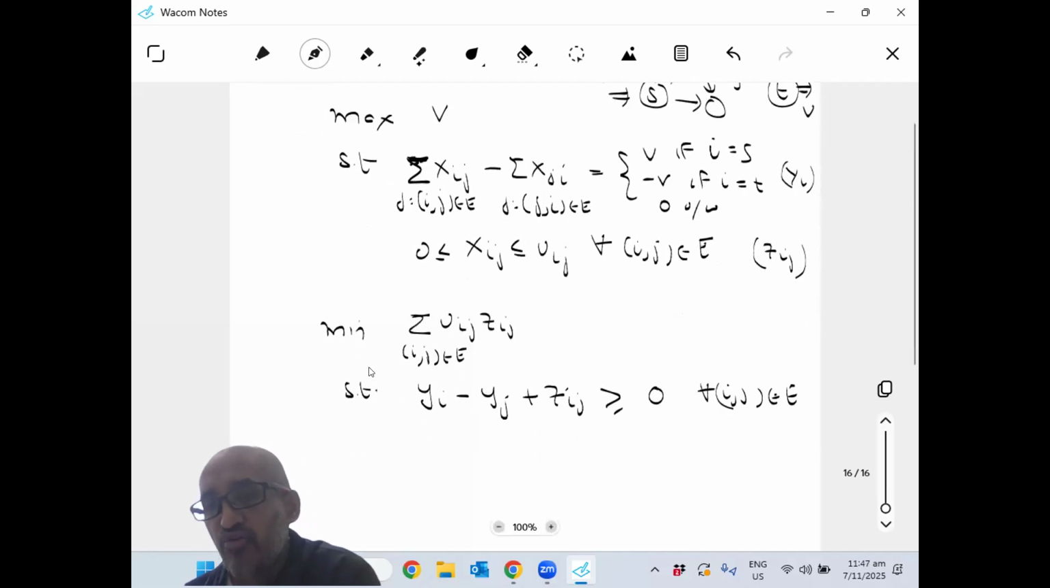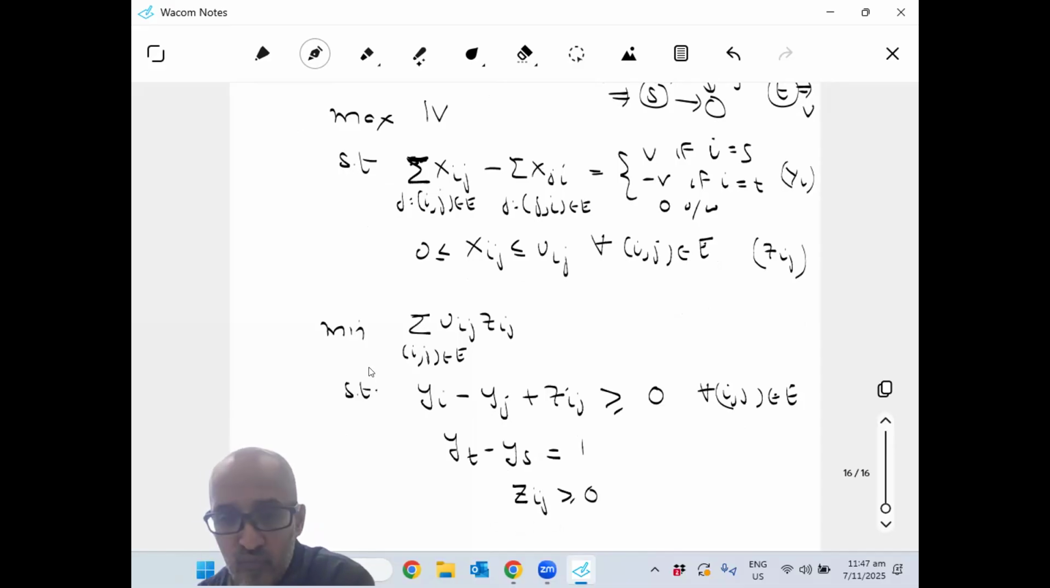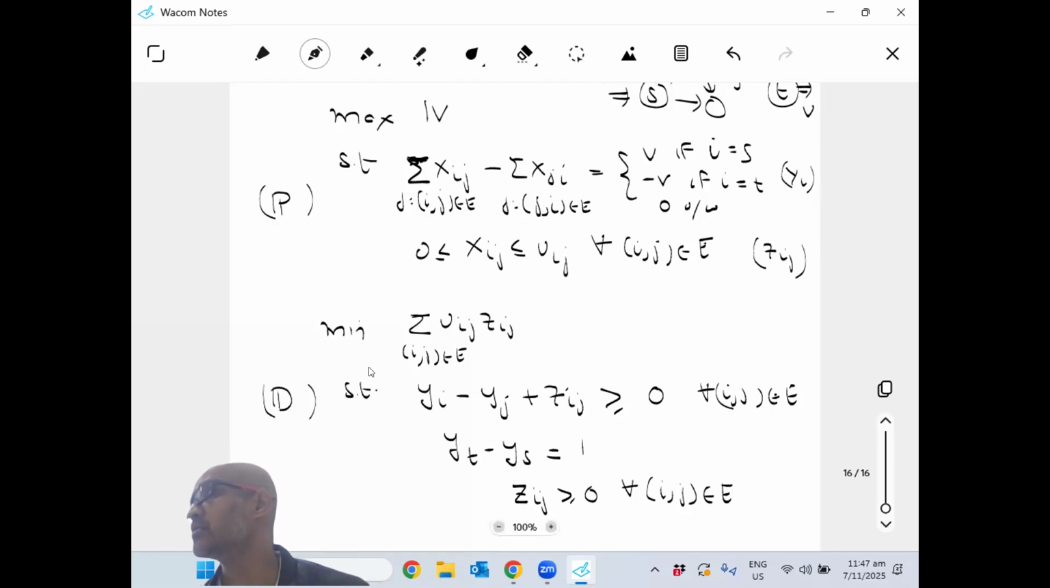Only for the source and the sink node, it'll be yt minus ys equal to 1, where you require all these zij to be non-negative. So this is the dual of this max flow problem. It's just writing a dual: a dual variable for every node conservation, a dual variable for every upper bound constraint. Just write down the dual, and you will get this form.